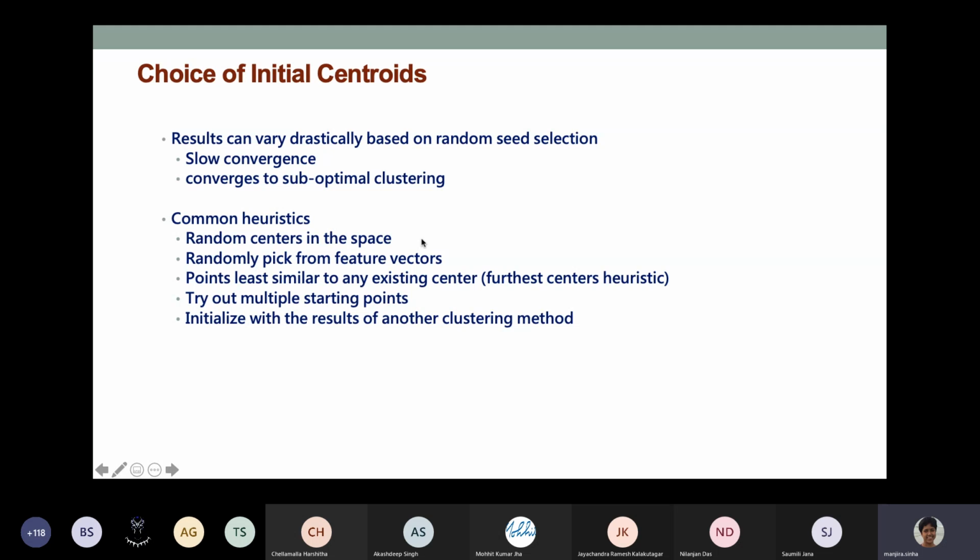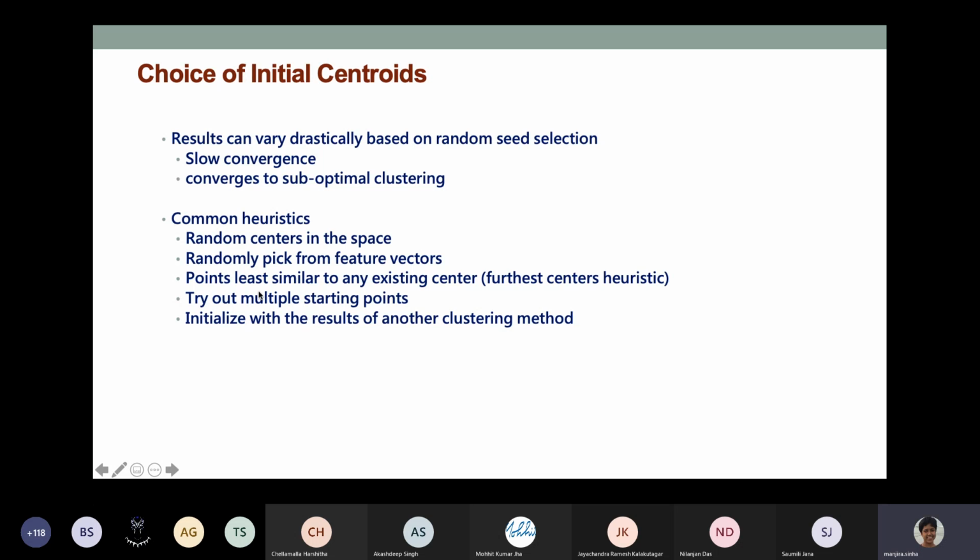So the first one is, as we have seen, we pick random centers in the space. Second is that instead of picking random centers, we actually pick from the data instances. Like we take some of the data instances to be the centers, which we generally do. But again, we pick randomly.